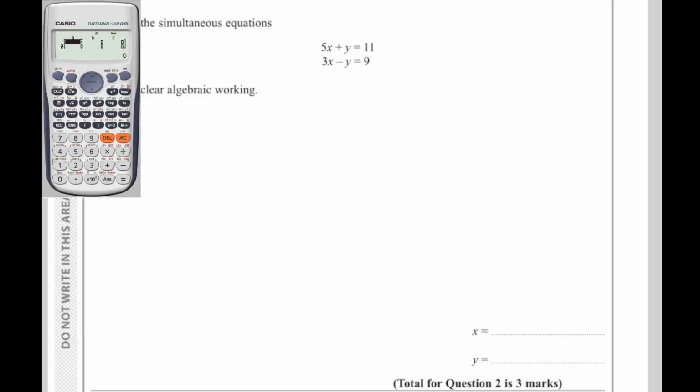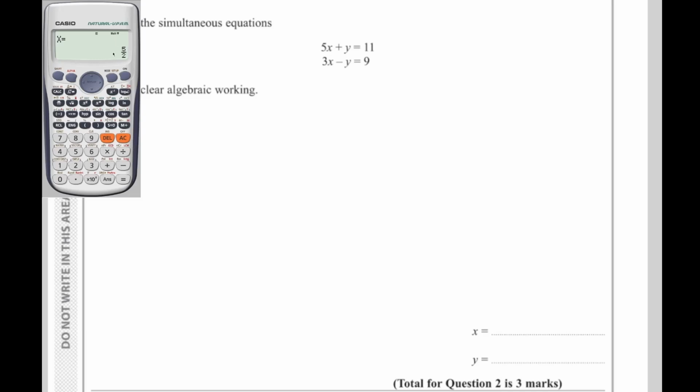The first number that you got to enter into the calculator is the coefficient of x here, which is 5. 5 equals. The coefficient of y here is 1. 1 equals, because there is an invisible 1 in front of y. The other number is 11. 11 equals. Second equation, the coefficient of x is 3. 3 equals, coefficient of y is minus 1. Minus 1 equals, 9 equals, again equals. Finally, you have to enter another equal sign.